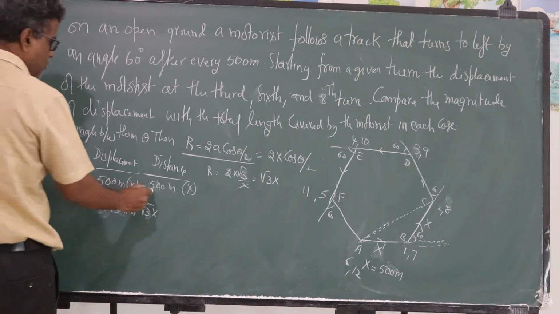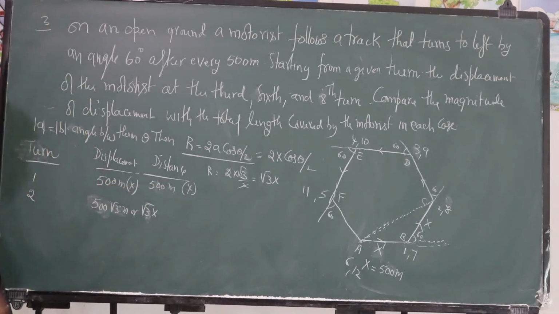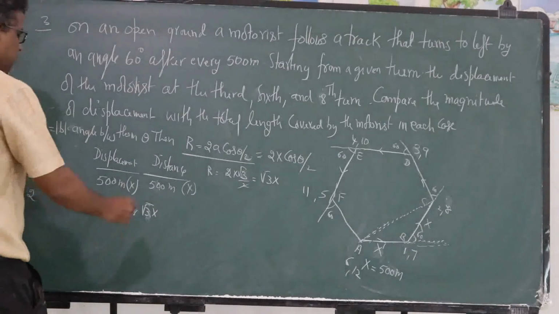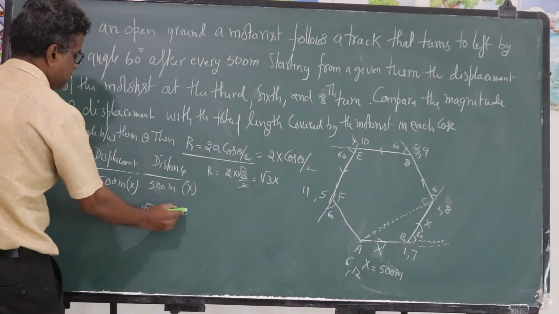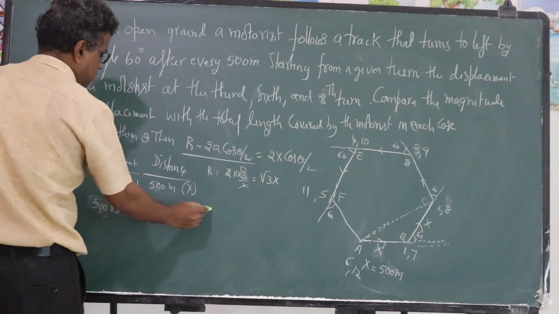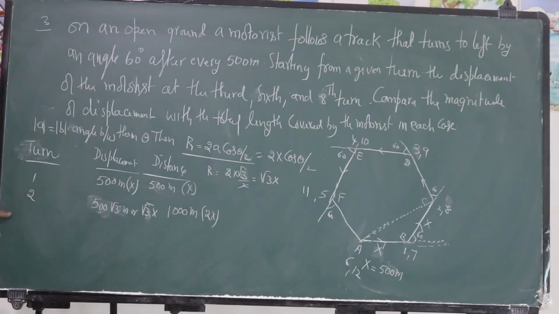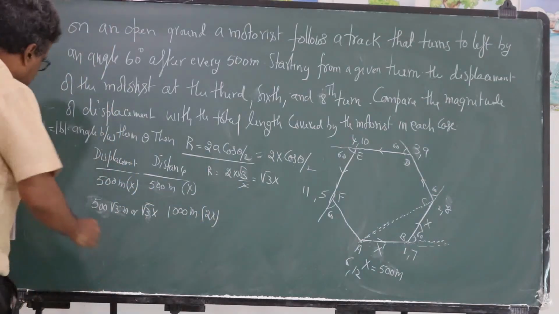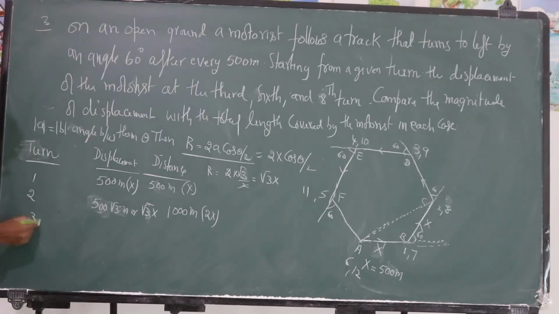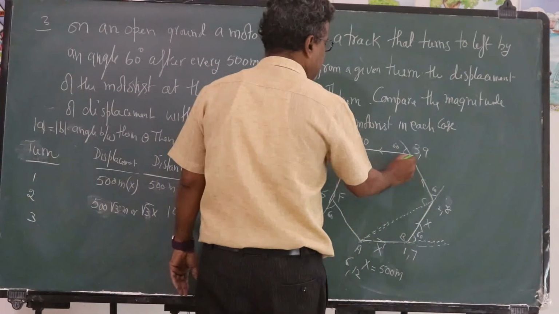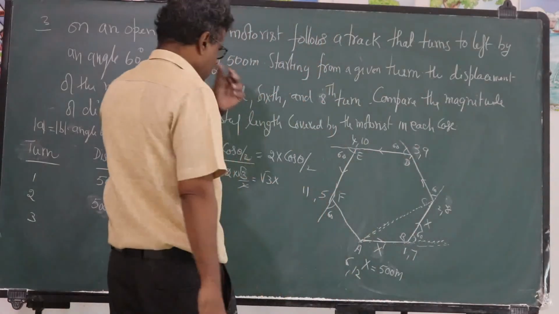Now distance. What is the distance? 500 plus 500, 1000. So it is 1000 meters, that is 2x. That is the distance after the second turn. Now after the third turn, we will take the first, second, and third turns here. So what is the displacement?